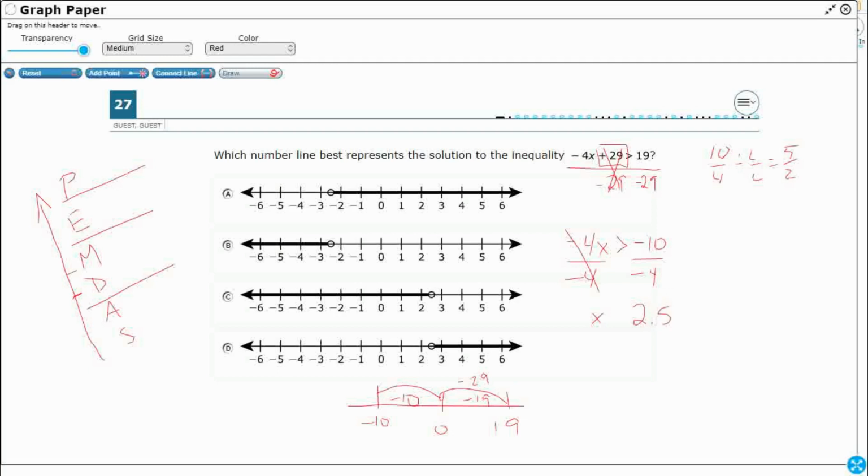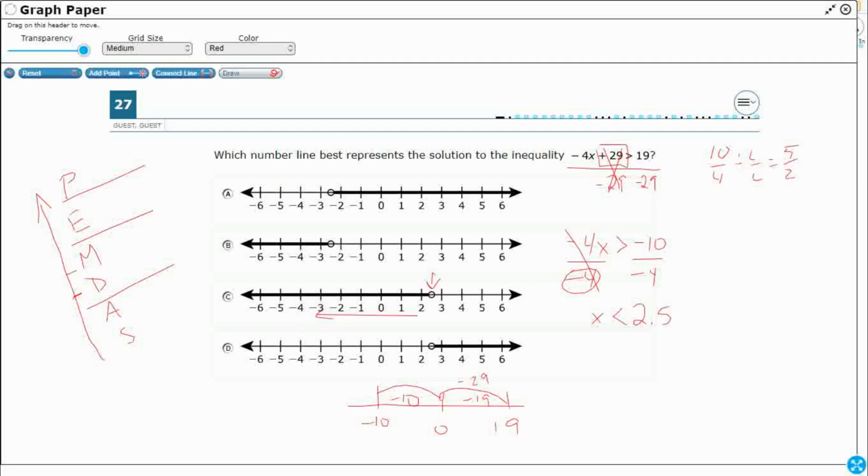Whenever you multiply or divide by a negative in an inequality, which we did, we just multiplied or divided by this negative 4. We could have multiplied by negative 1/4 if we wanted to. That would have done the same thing. You flip the inequality. So now it's going to be less than 2.5. So whenever you multiply or divide by a negative to isolate that variable, you flip the inequality. So x is less than 2.5. So I'm looking at my 2.5 right here. I'm seeing this less than.